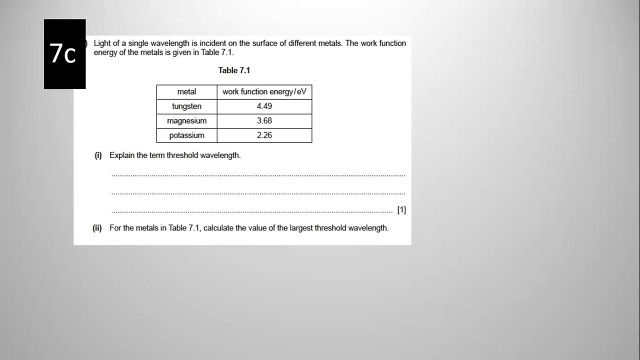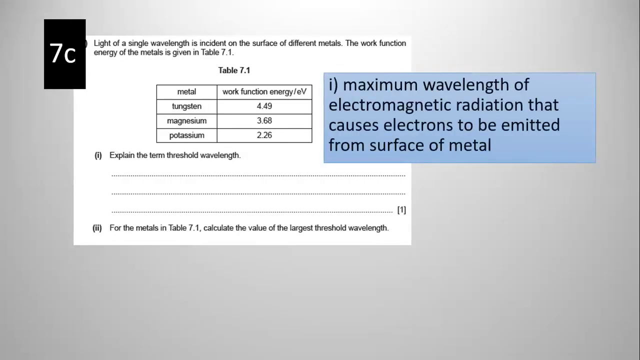The threshold wavelength is the maximum wavelength of incident electromagnetic radiation that causes photoelectric emission from a surface. Maximum wavelength of electromagnetic radiation that causes electrons to be emitted from the surface. The key is surface of metal.